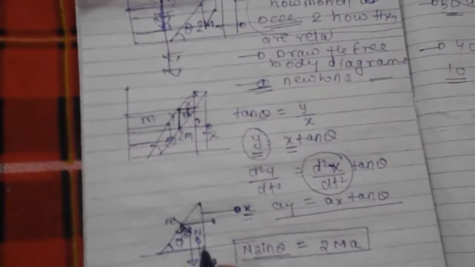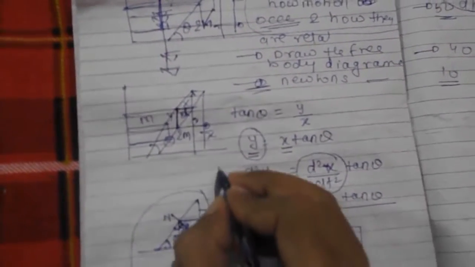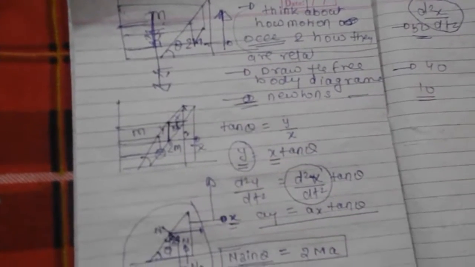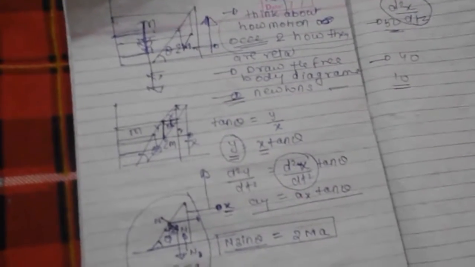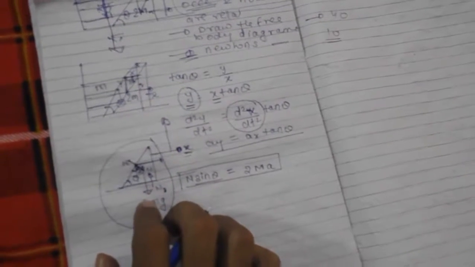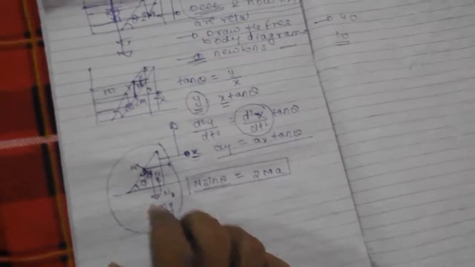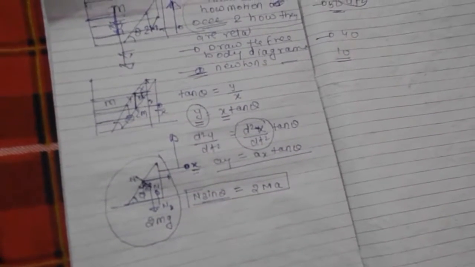And again there is no acceleration perpendicular to it, so you have to balance it. Do it by yourself, because if you are not able to balance this force, then you should work on yourself. Only you can teach yourself. You should work hard to learn these things. And N sin theta is equal to 2ma.